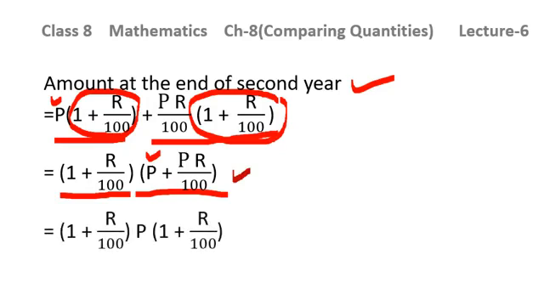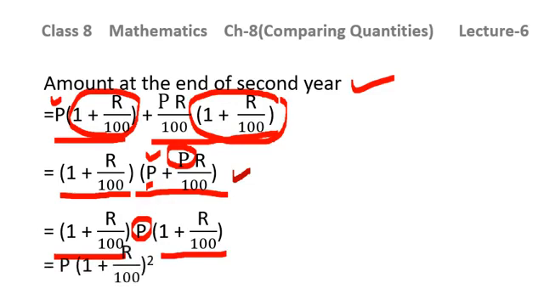Then, writing 1 plus R over 100 once again, can I take P common? This P is present here also, and here also. So I have written P outside, and what will be left? 1 plus R over 100. Then this factor is present one time, two times, so I have written 1 plus R over 100 raised to the power 2, and this will be P. So the amount is P bracket 1 plus R over 100 raised to the power 2.